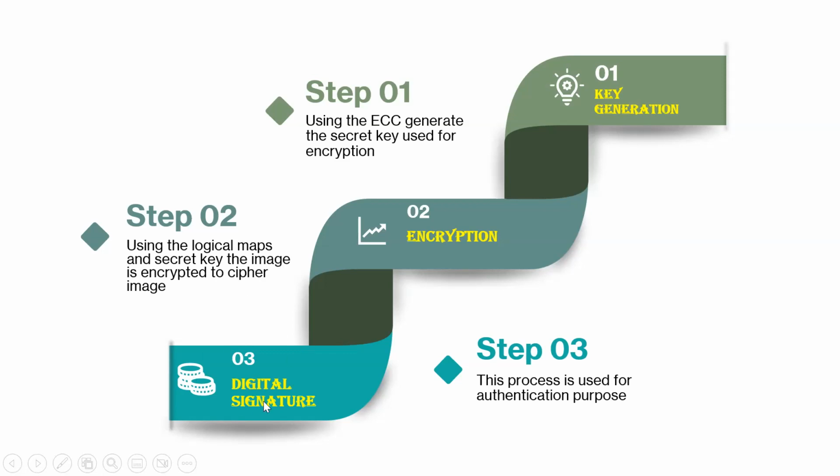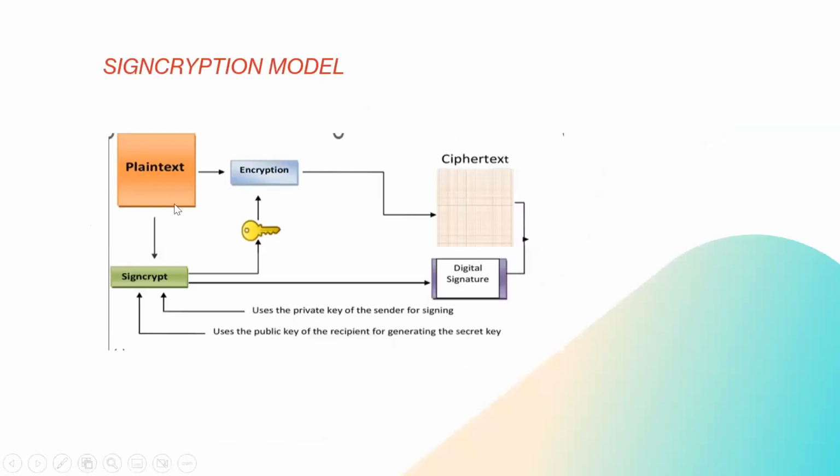And the third step is digital signature. As I have said, the digital signature is used for the authentication purposes for the recipient. And this is the model. So we can take any image or text, anything. First, for signcryption, what the user will do is use his private key. This digital signature is the third process, and the first process is key generation.